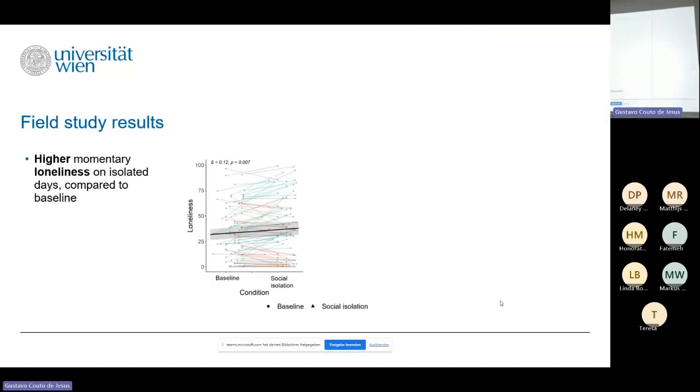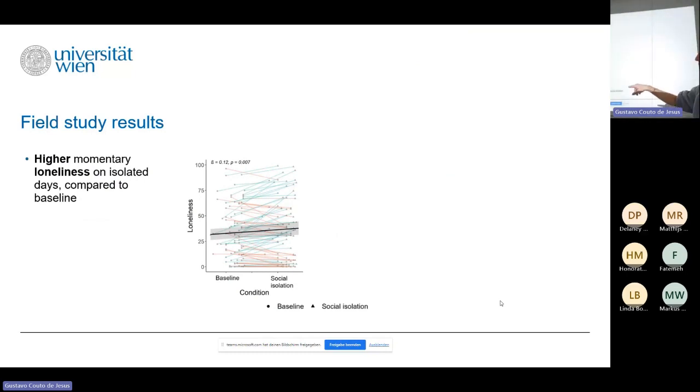What we observe is, first, that each dot is a participant in the baseline and the social isolation condition. So you remember these are within-subject participants. Some were reporting an increase in loneliness, and others, the red ones, a decrease in loneliness. But on average, what we see is that during social isolation days, participants seem to feel more lonely compared to non-socially isolated days, so days in which they could talk to someone.